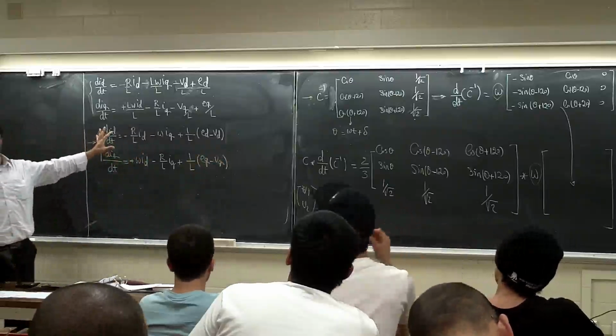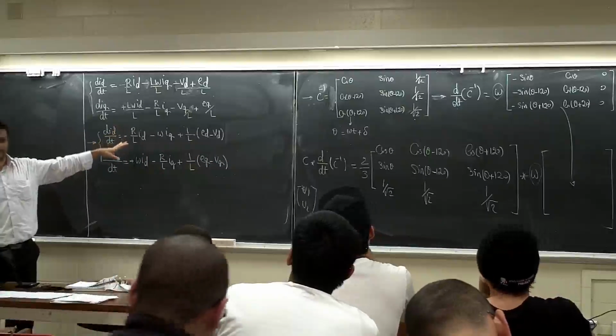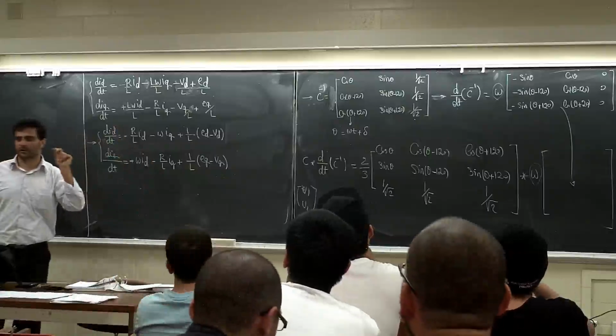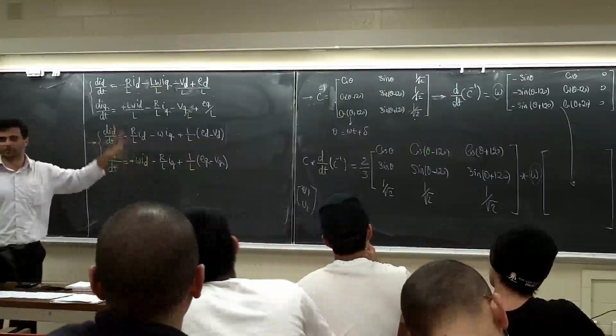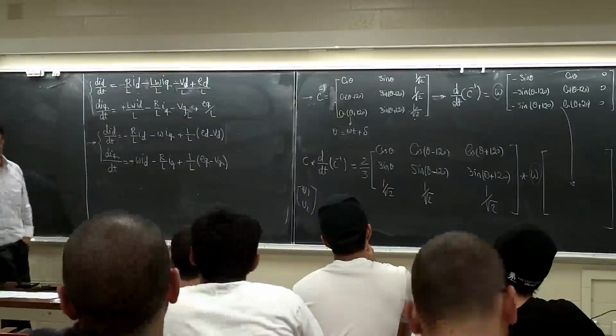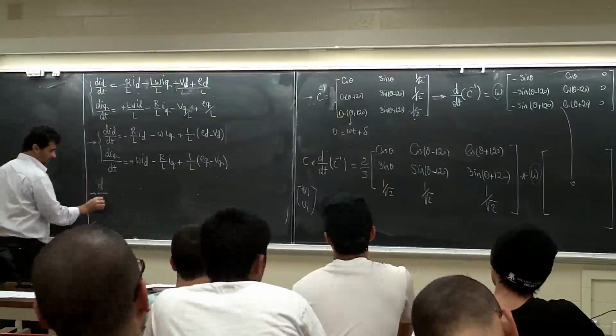The reason I want to put it in state space form is that if one day you get expert with MATLAB Simulink, it solves this equation for you. You don't have to even scratch your head. You just put in the parameters and boom, it solves it for you. You don't have to spend any time. So basically this is the state space.